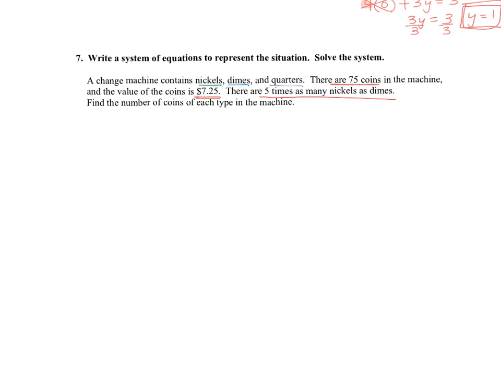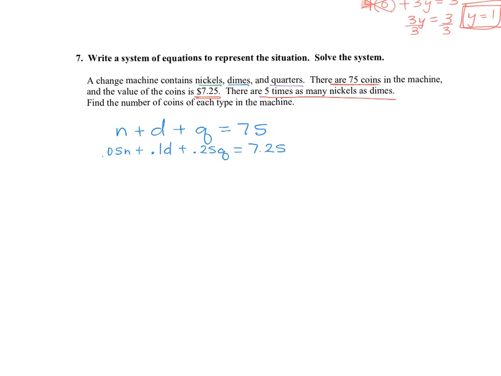So first of all, it says there are 75 total coins. So I know that nickels plus dimes plus quarters should equal 75. I also know the value of all of those. A nickel is 5 cents, so 0.05 times the number of nickels. A dime is 10 cents, so 0.1 is fine, or 0.10 if you want to have the 0 there is fine. And then a quarter is 25, so 0.25 times Q. And then the total is 7.25.